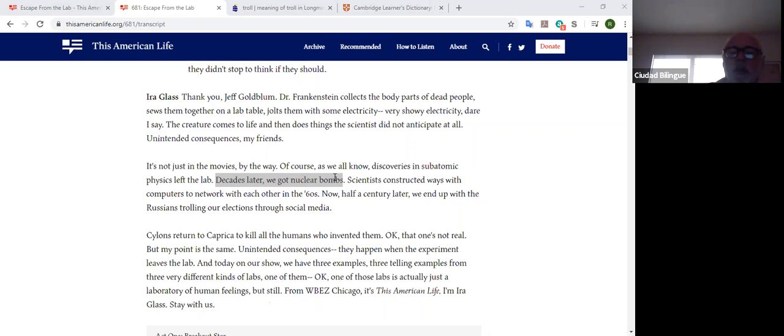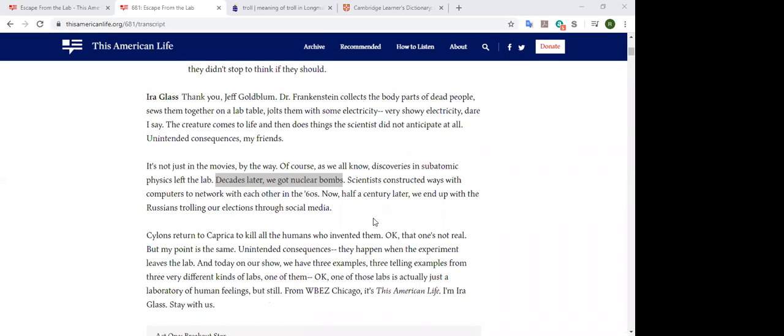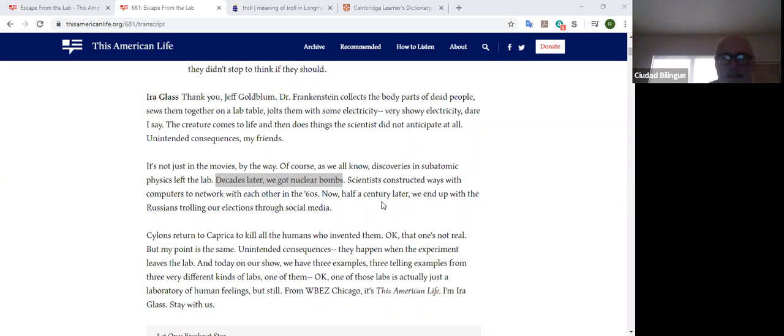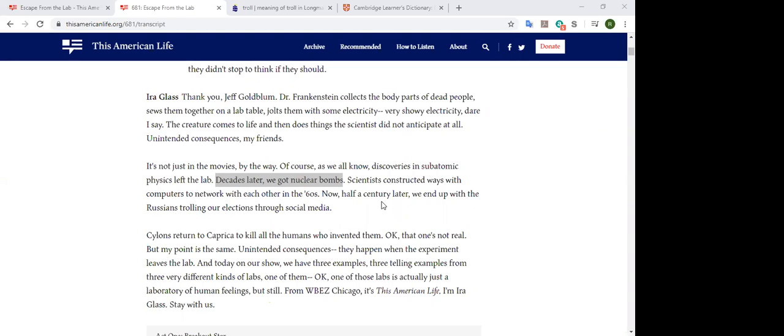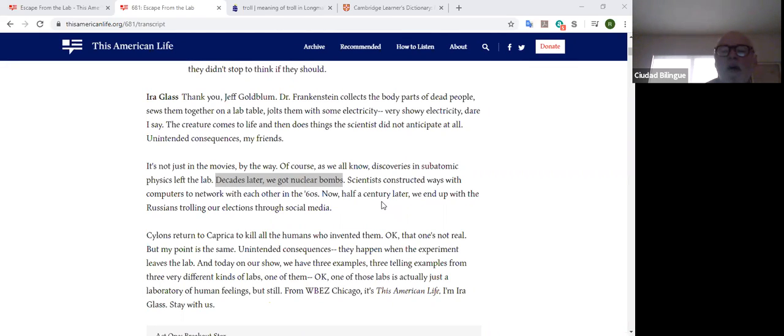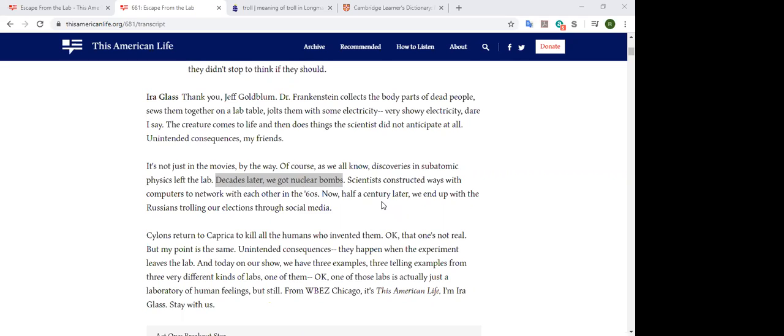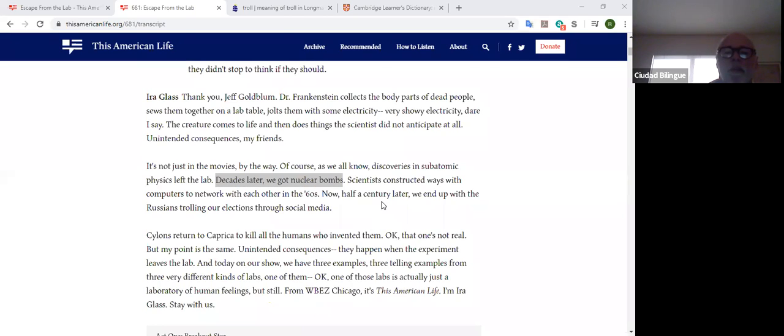Decades later, we got nuclear bombs. You start by saying the sentence. I have to read the sentence. That's correct. Say the sentence. Decades later, we got nuclear bombs. Okay, listen to how I say it and try to say it the same. Decades later, we got nuclear bombs. Decades later, we got nuclear bombs. Good. When did we get nuclear bombs?